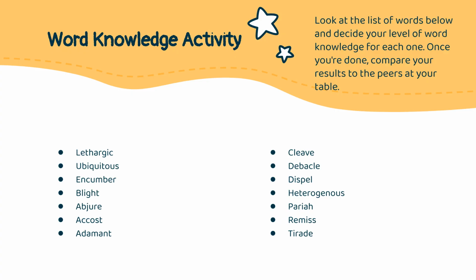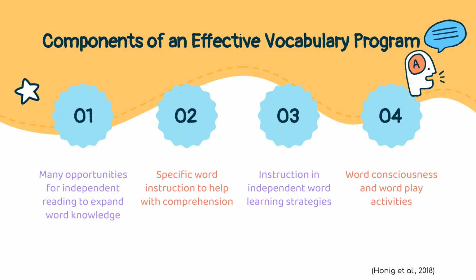For a word knowledge activity, I'd like you to look at the list of words below and decide your level of word knowledge for each one. Have you never seen it? Have you seen it but don't understand it? Do you have a little bit of an understanding of it, or do you know it well? Once you've done this for each word, please compare your results to the peers at your table, and if you have some extra time, you can discuss each word.